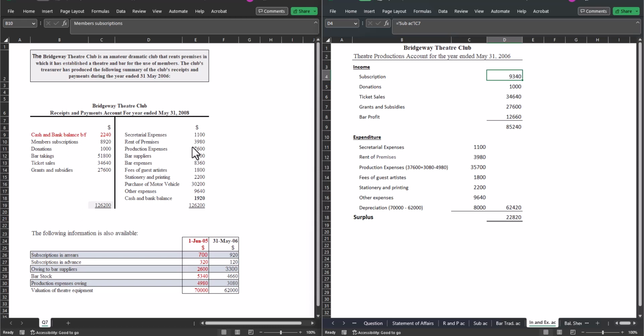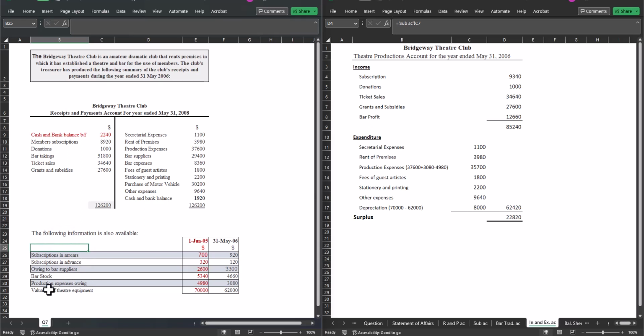Now let's bear in mind, not all the expenses to be recorded in the income and expenditure account would be recorded in the receipts and payment account. Likewise, there are some figures that are recorded here that may need to be adjusted for accruals and prepayments based on the additional information presented in the question.